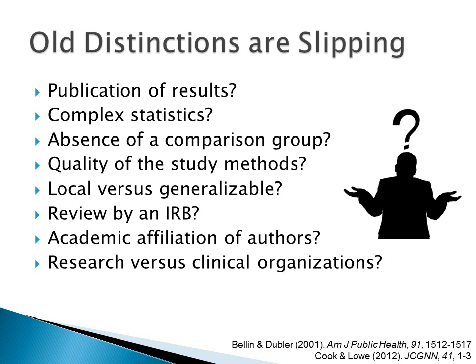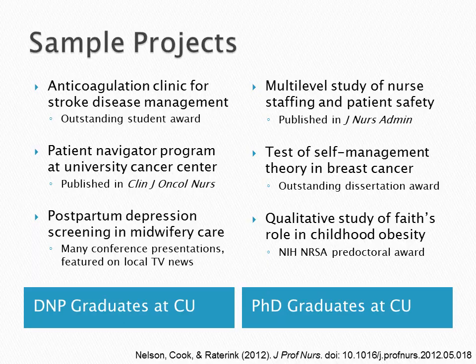IRBs are either reviewing or not reviewing quality improvement projects, and that varies some from institution to institution. In any of these kinds of projects, faculty might be doing quality improvement, non-academics might be doing research. It's no longer quite so clear, as people used to think, that QI was sort of a thing done locally by clinicians and separate from the research that was done in academia. That just is no longer true.